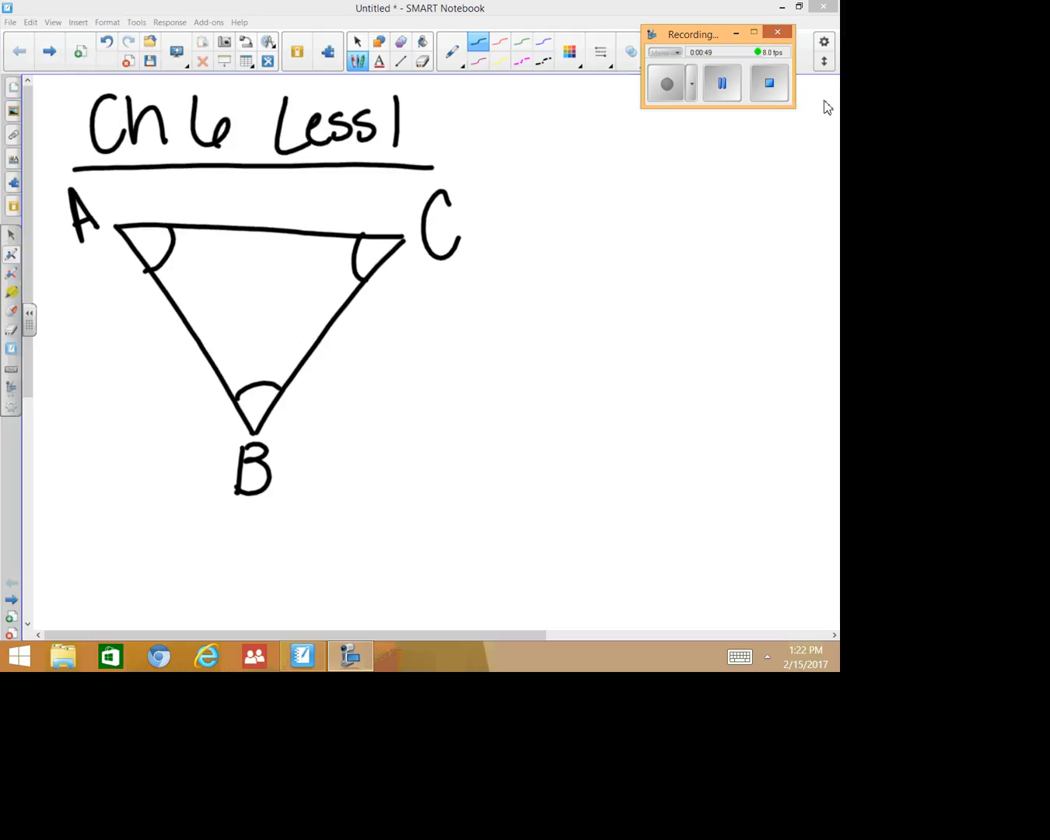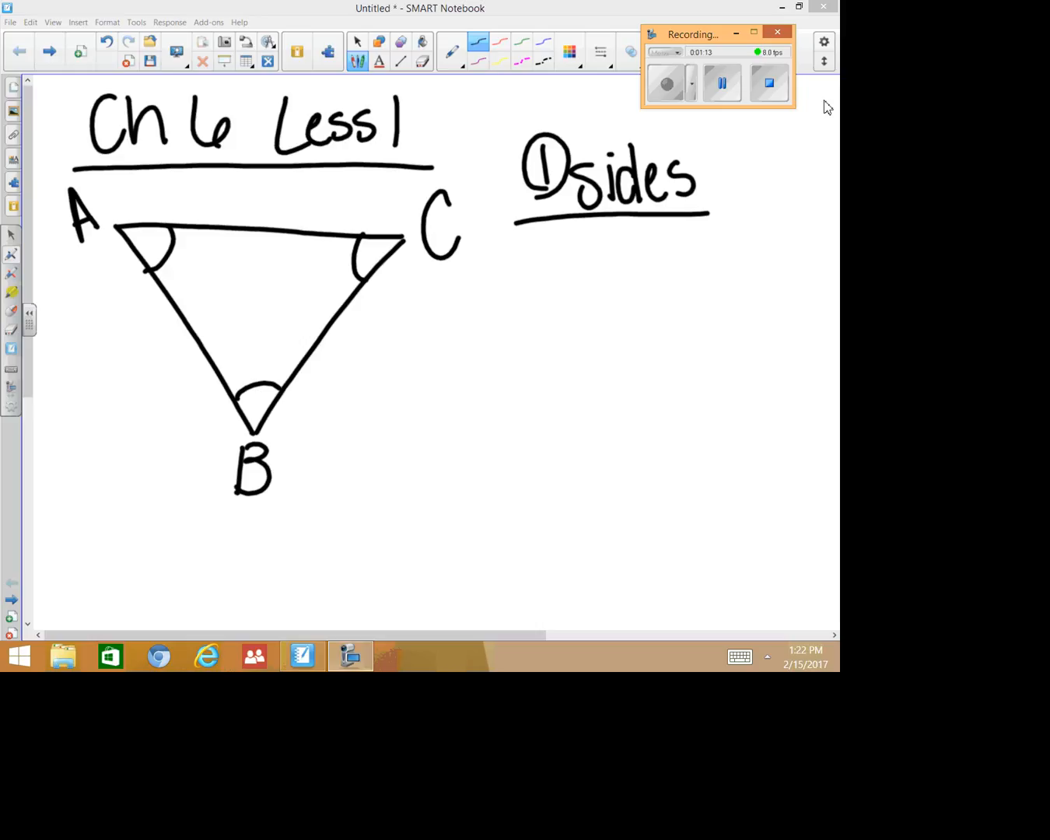Okay, now, 3 main parts of your triangle. Let's start with the easy ones, okay? You know they have sides. Put a 1 beside that. How do I name a side of a triangle? Well, what's this side called?